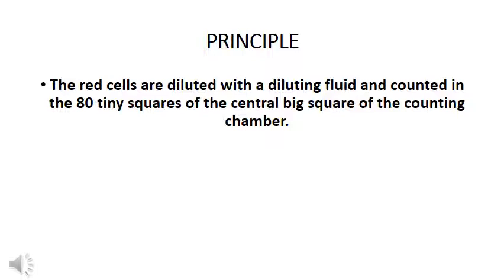Please keep in mind, it is a very important point, that for the counting of RBCs we will use the central big scale of the Neubauer chamber, in which 80 tiny scales are present. So why is dilution important?